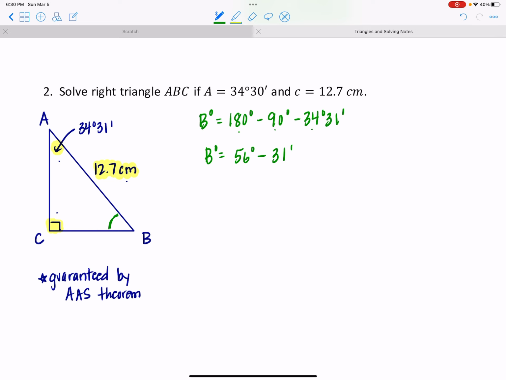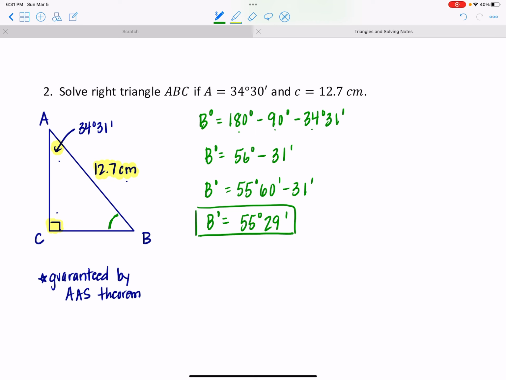Now remember, those 31 minutes are out of the 60 minutes in each of our degrees. So I'm going to have to borrow from the 56. Instead of 56 degrees, I'm going to call it 55 degrees and 60 minutes, and then I can subtract those 31 minutes. So left over for B is going to be 55 degrees and 60 minus 31 is going to leave me 29 minutes. So now I have my angle B. Now I have all three of the angles. I was given the 90, I was given angle A, now I have angle B.